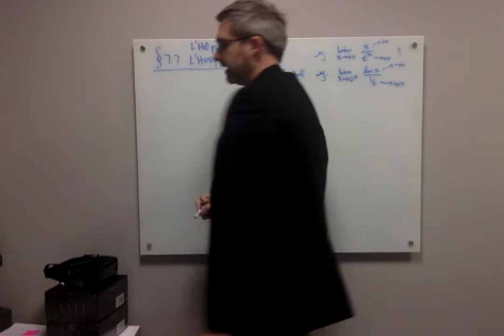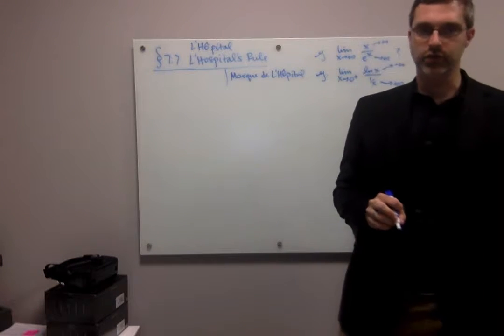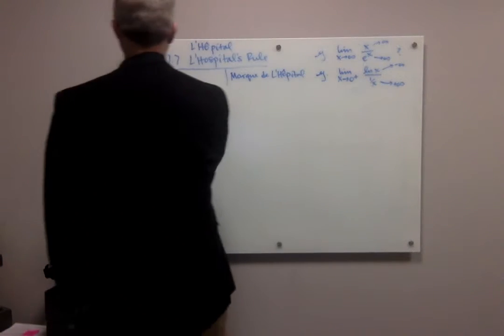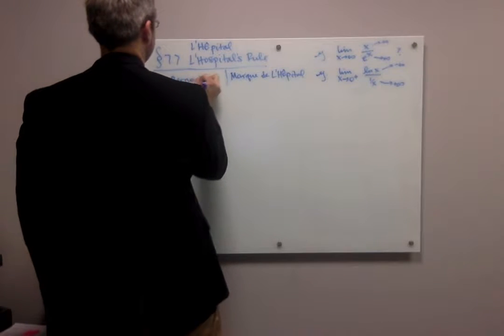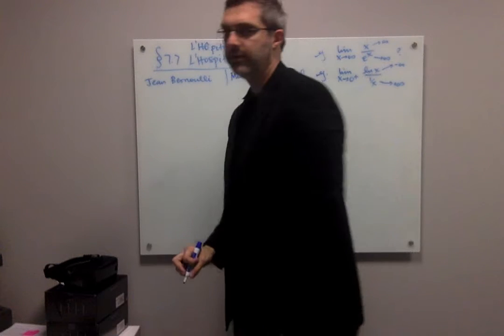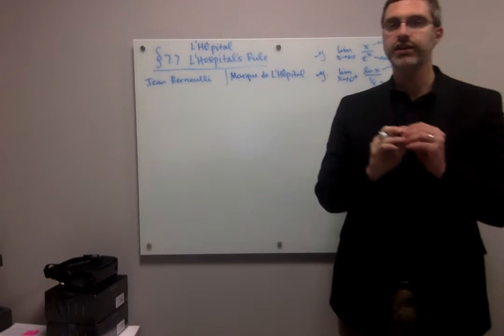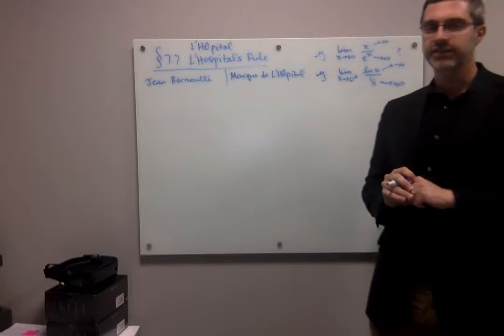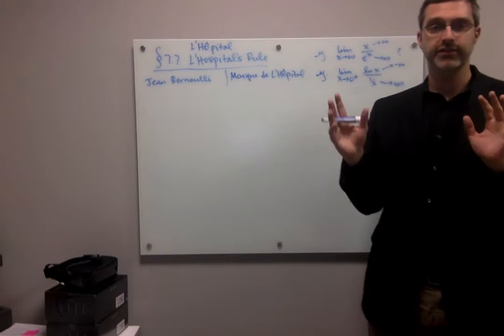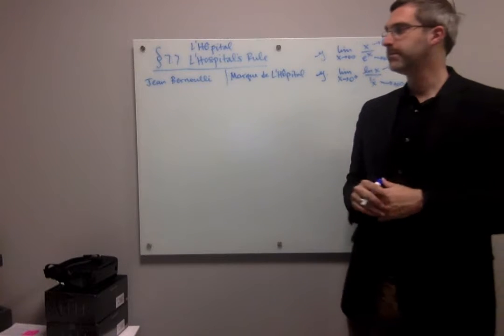But the Marquis de L'Hopital actually was not the one who invented the rule. The rule was invented by Jean Bernoulli. And the Bernoulli family, it's actually a very famous mathematical family. There were a ton of mathematicians, like 3 or 4 generations of mathematicians in this family. The Bernoullis were very famous for developing a number of different things.